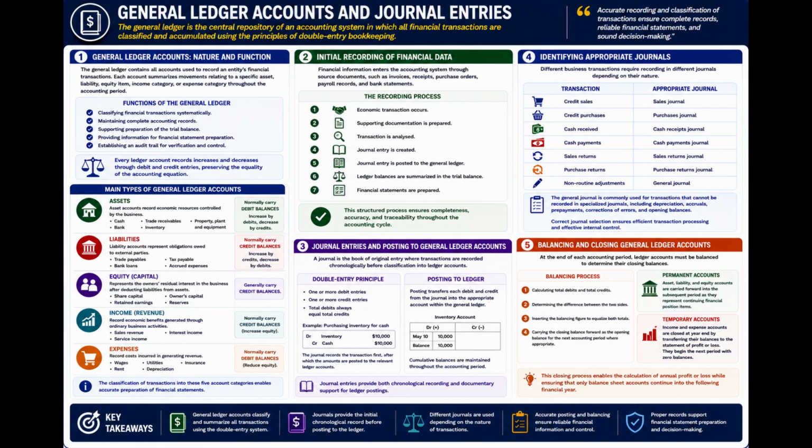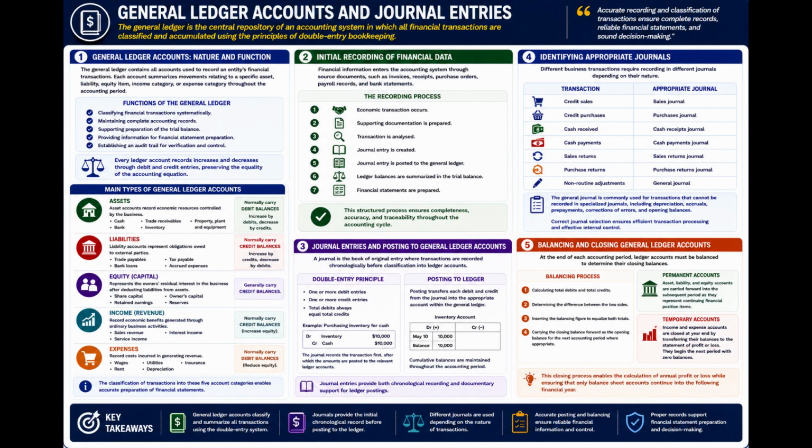3. Journal entries and posting to general ledger accounts. A journal is the book of original entry where transactions are recorded chronologically before classification into ledger accounts. Each journal entry follows the double entry principle. One or more debit entries, one or more credit entries, total debits always equal total credits. For example, purchasing inventory for cash. Dr. Inventory. Cr. Cash.